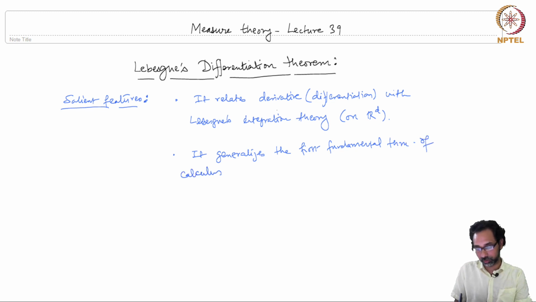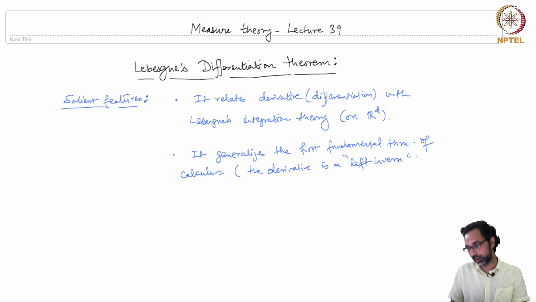So we have learned this in Riemann's integration theory, that the derivative of an integral is again the original function. So roughly, that the derivative is a left inverse to integration. So we will make these things precise, and then it also deals with a number of other differentiation theorems.